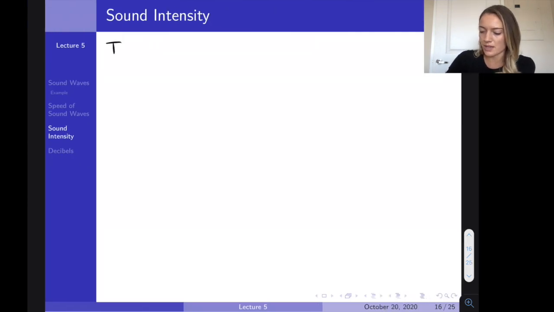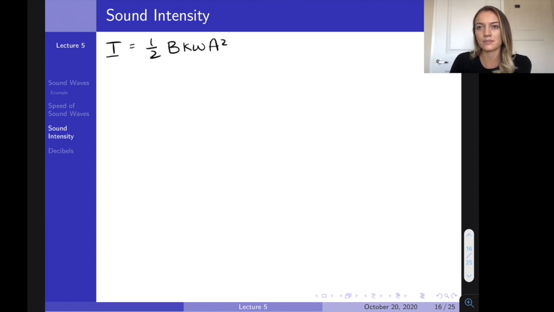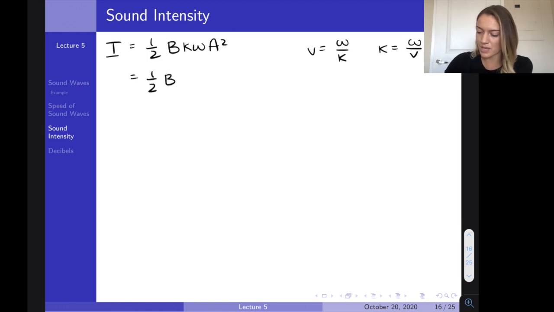Okay, now we're going to get this into a slightly different form. So I'm going to rewrite that here. The intensity is 1/2 B k omega A squared. And now let's get rid of k. Remember, the velocity of our wave can be given by omega over k, so we can rewrite k as omega over the velocity. So let's replace this k with this. We're going to get 1/2 B omega over v times omega A squared.